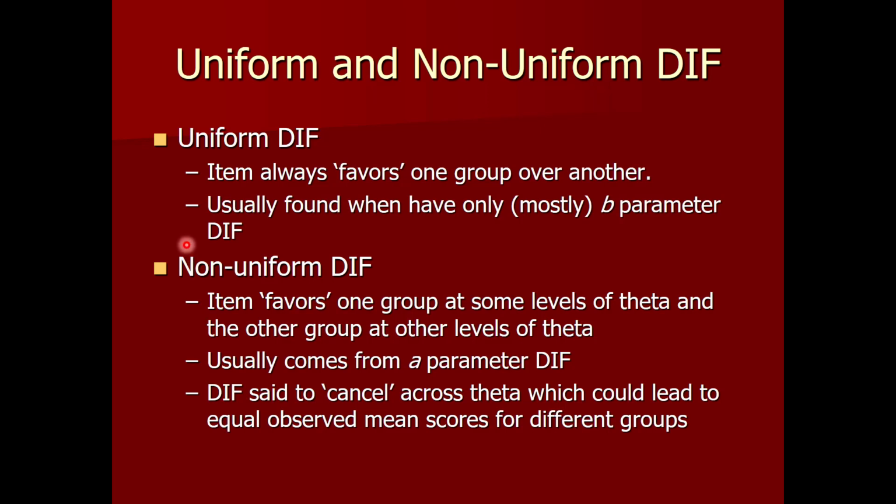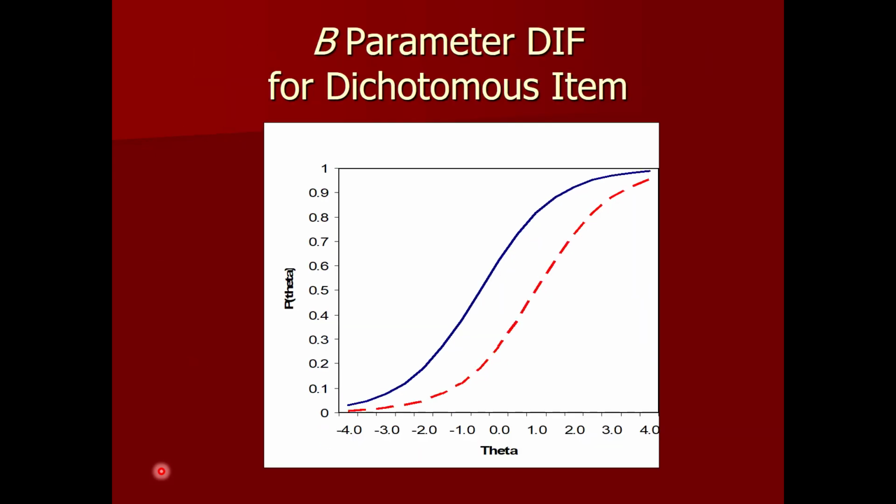There are a couple of common terms you'll see in the literature. You'll see the term uniform DIF and the term non-uniform DIF. Uniform DIF is where the item always favors one group or another. And this is almost always what we're talking about when we only have B parameter DIF. So we have this situation here. This is uniform DIF in that it's always better to be in the blue group. There's no area of theta where it's better to be in the red group. You always have a higher probability of correct response if you're in the blue group compared to the red group. So this is uniform in that it doesn't vary by theta. It's always advantageous to be in the blue group.